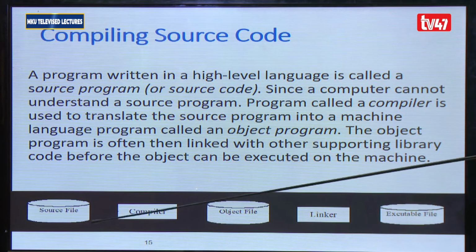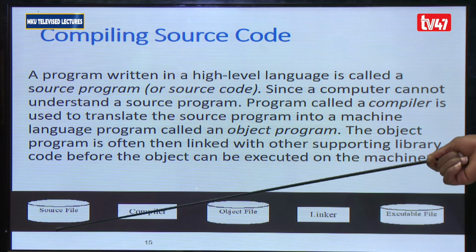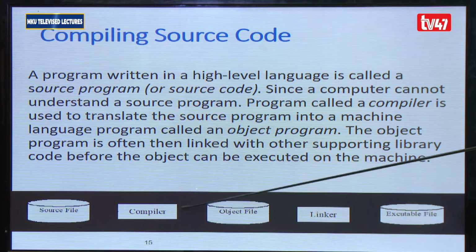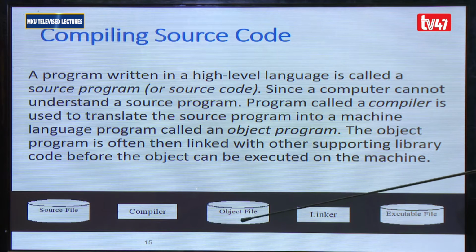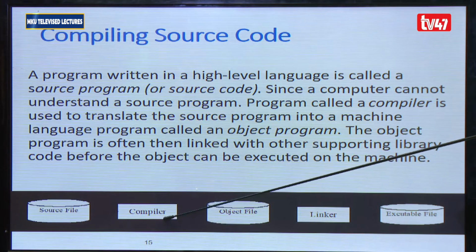We can see here, we have the source code file. You can save it. We need a translator. A compiler is simply a type of translator. We have the object file, which is going to be generated by this special program called the compiler, which is a translator. We also have a linker that is going to link your object code to the particular hardware platform that you are using. And we also have the executable file that can run to perform a particular task.